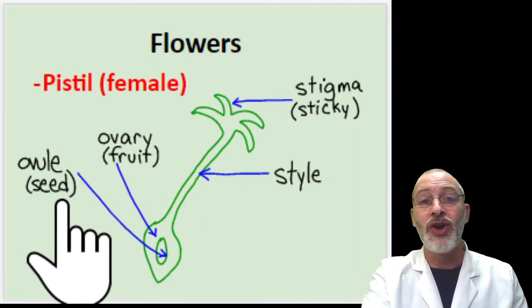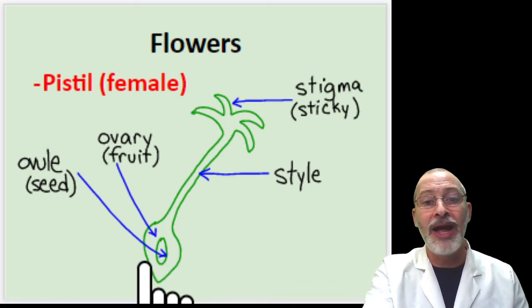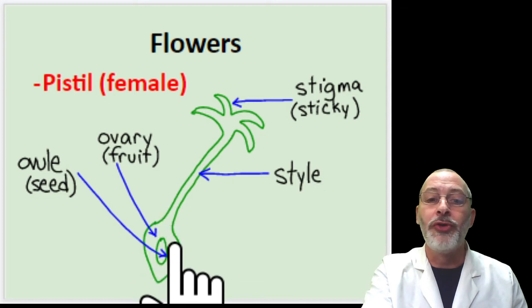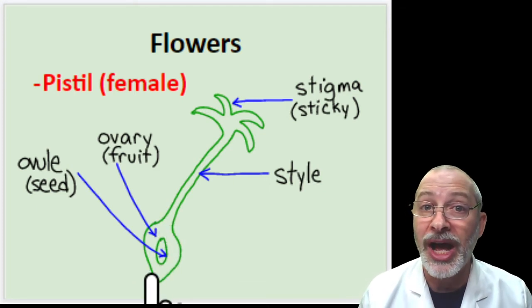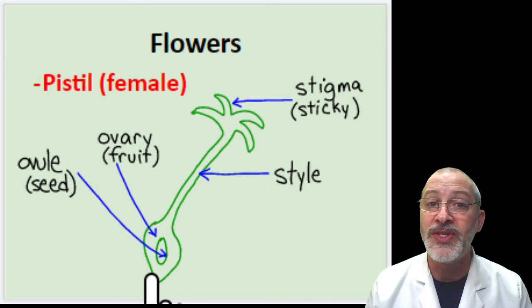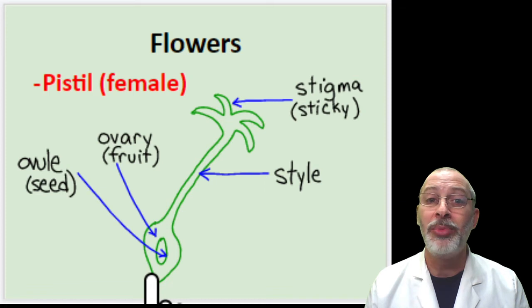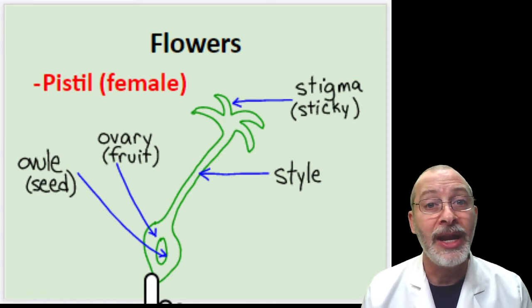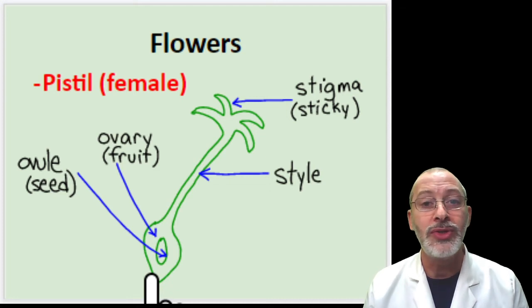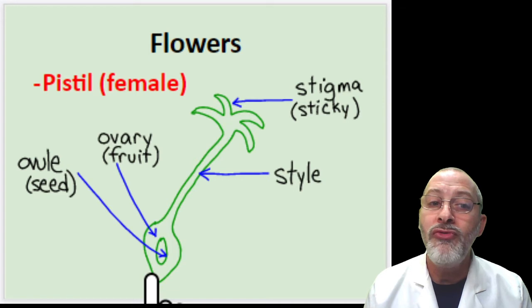And because these are angiosperms, they have a vessel around them called the ovary, which, when the ovule becomes fertilized and starts developing into a seed, the ovary begins to develop into the fruit. And that is the word we use. Fruit is a ripened ovary.